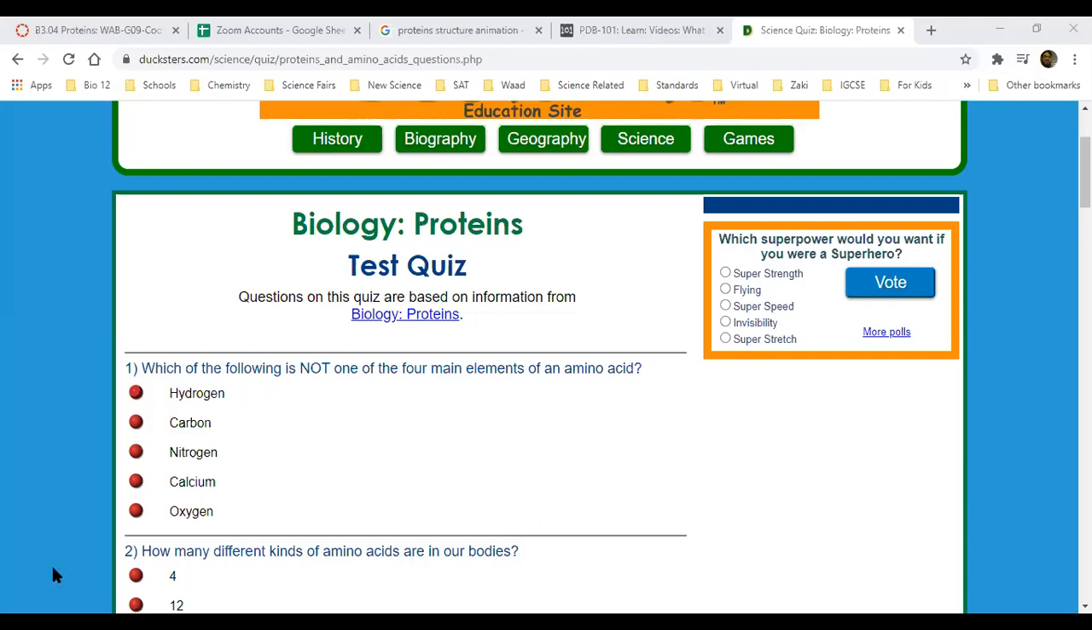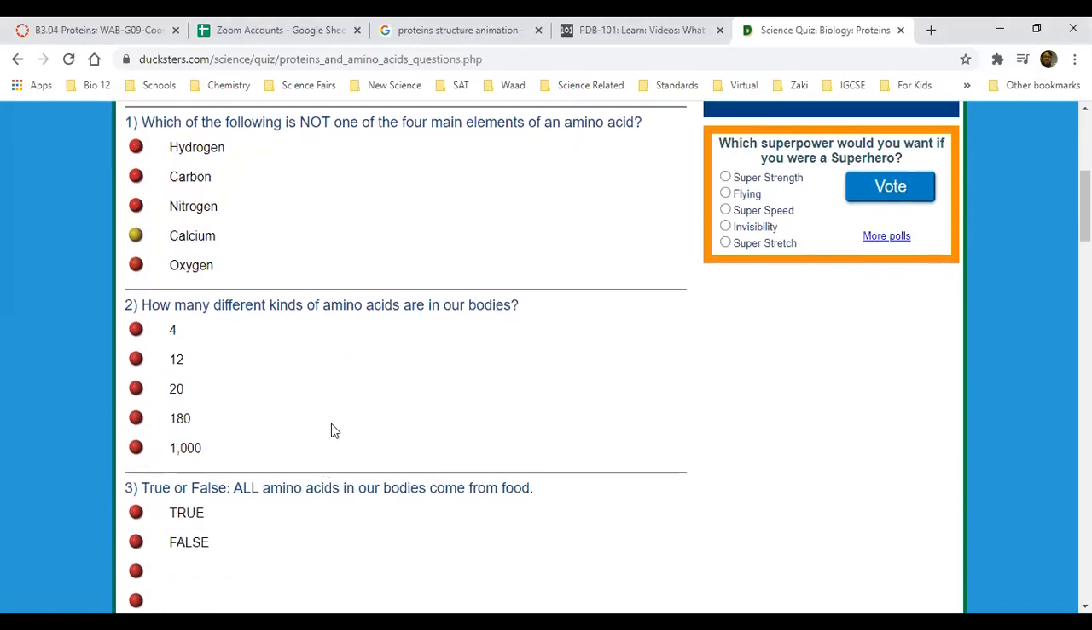So the first answer is yes, true, calcium. And let's go to the second one. How many different kinds of amino acids do we have in our bodies? There were 2 videos on it. They both said the same thing. Who would like to answer that? Do we have 4, 12, 40, 180, or 1,000?